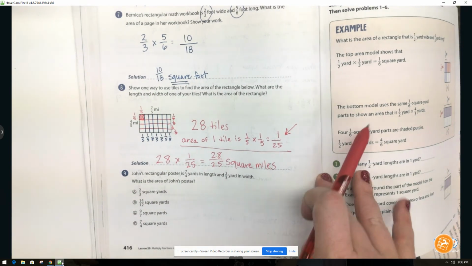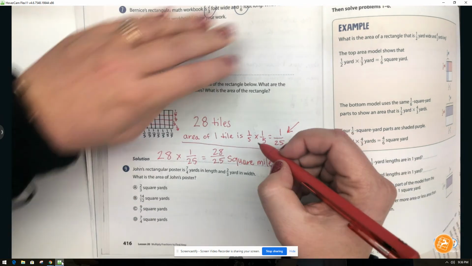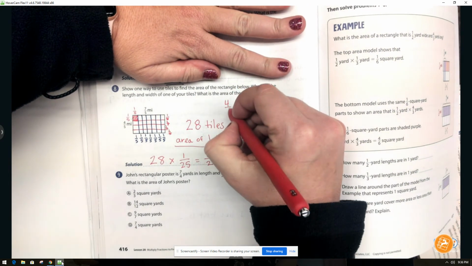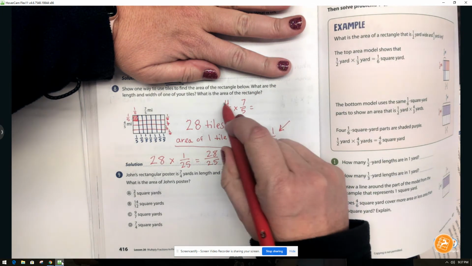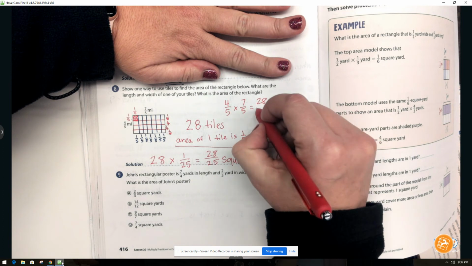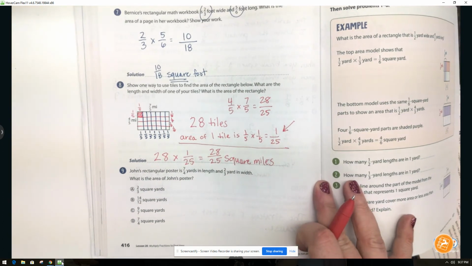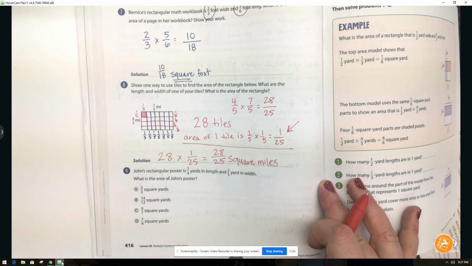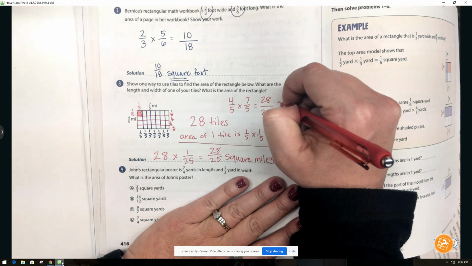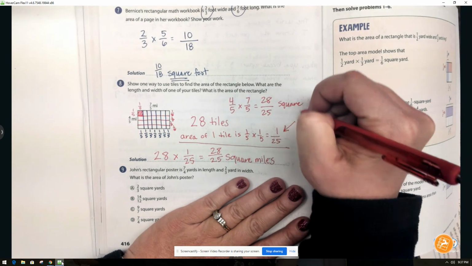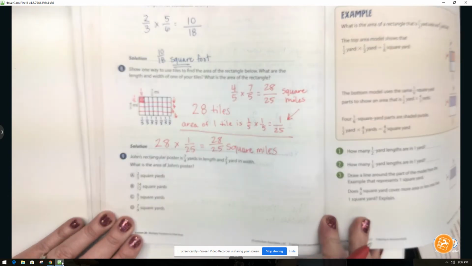I don't know if that method will be the method that you guys use, because we could have also just done this. What is 4/5 times 7/5? 4 times 7 is 28. 5 times 5 is 25. When it's that easy to do the math, it's kind of hard to justify drawing the picture. But I think that drawing the picture helps you to understand what it really looks like.